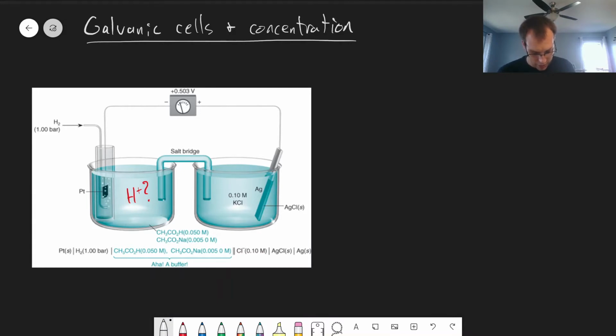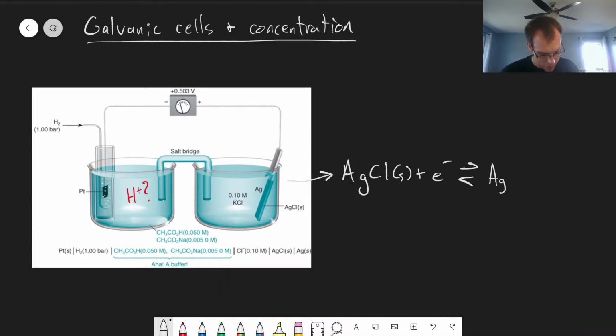Well, on the right-hand side, we have this silver chloride electrode. And this is something where we can look up the standard reduction potential, and we'll see this quite a bit for the next chapter when we're talking about potentiometry. So the silver chloride electrode is a very commonly used electrode. But we have this reaction between silver chloride and silver, and this has a known standard potential. So we can look this up. E naught plus is 0.222 volts.